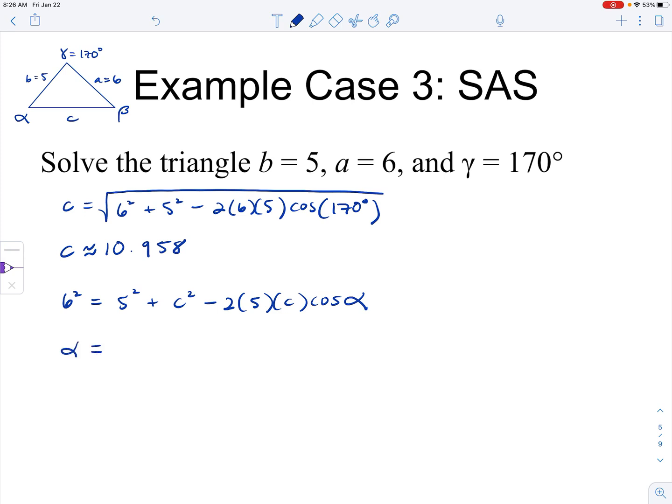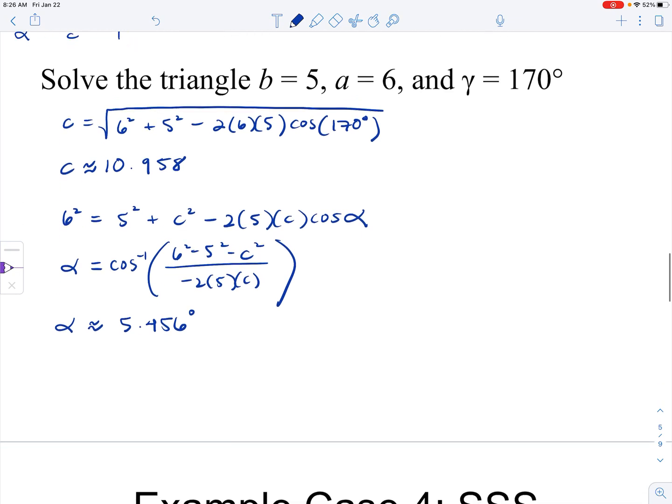Okay, so subtracting 5 squared and c squared from both sides, dividing by negative 2 times 5 times c, and then taking the inverse cosine. If you need to write out those steps, that's fine, or you can go directly to the fact that alpha is equal to the inverse cosine of that ratio: 6 squared minus 5 squared minus c squared, divided by negative 2 times 5 times c. That's the exact value of alpha, and store it in your calculator. The approximation is 5.456 degrees.